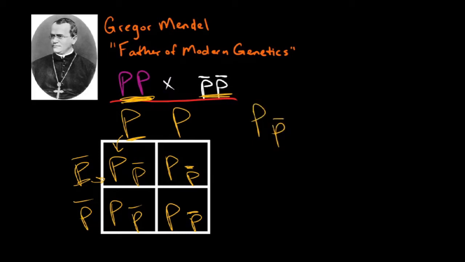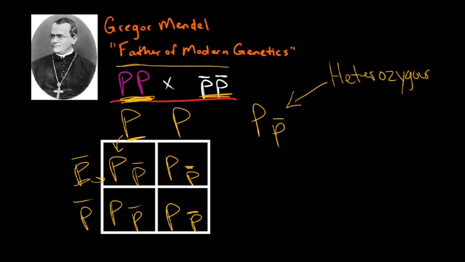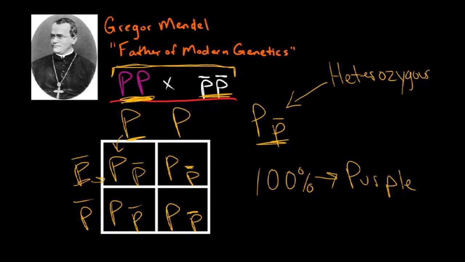Now that's a new word. I haven't introduced you to that yet. Heterozygous means the two letters in the genotype are different. In this case, a capital and a lowercase. These over here, both of these are homozygous. This is heterozygous. And so what happens is, because they're all heterozygous and purple is dominant, 100% of the offspring in this cross would have purple flowers.